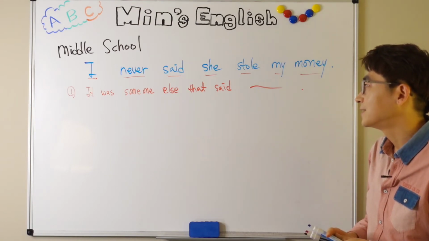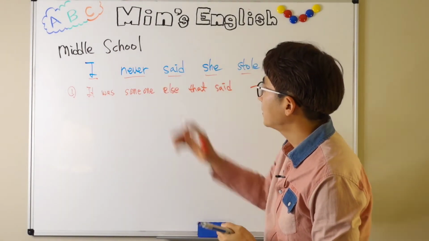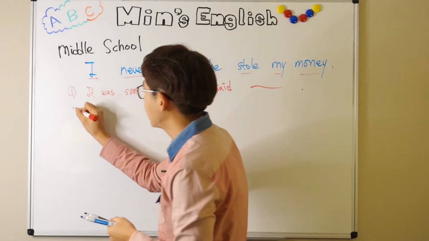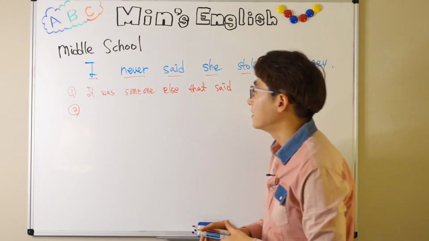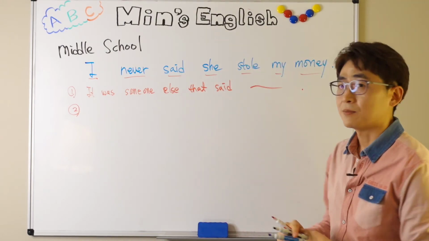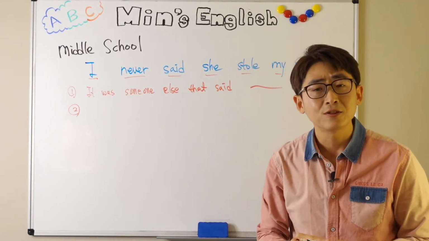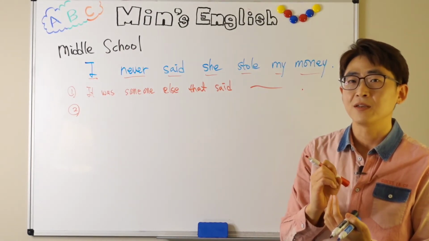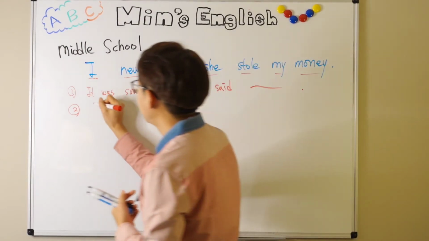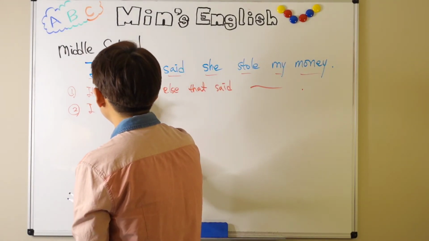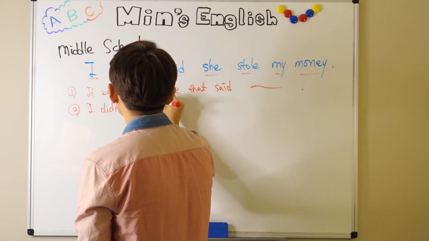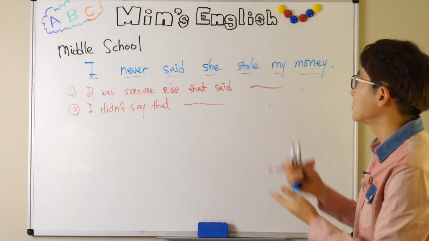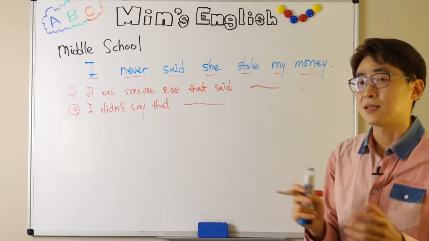Someone else said it. And when you put emphasis on the second word, never, it becomes a different meaning. I never said she stole my money. Means it is not true and I didn't say it. You didn't hear from me and I didn't say it. I didn't say that she stole my money. I don't know if she stole my money or not, but I didn't say it, okay?